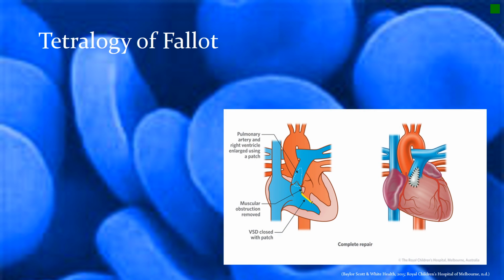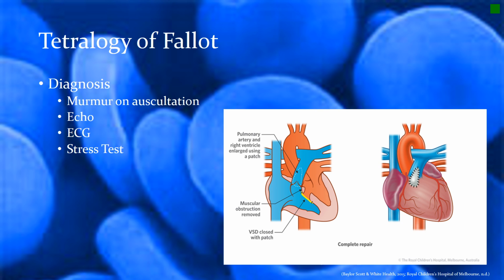According to the Baylor Scott and White Health System, tetralogy of Fallot is generally discovered within the first year of life. Auscultation of a heart murmur should lead healthcare providers to order diagnostic testing, which may include an echocardiogram, stress test, and/or nuclear heart scan.